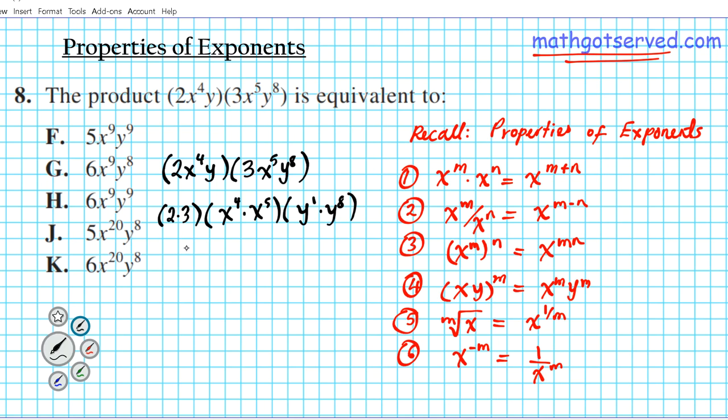Okay, so 2 times 3 is 6. X to the 4th times x to the 5th is x to the, using the product property of exponents, number 1, 4 plus 5, you add the powers, and then for the y, the same thing, you add the powers, 1 plus 8. Okay, so we're using formula property number 1 here. Let's simplify that. Our final answer will be 6x to the 9th power y to the 9th. All right, so that's how you apply the product property of exponents in multiplying monomials.